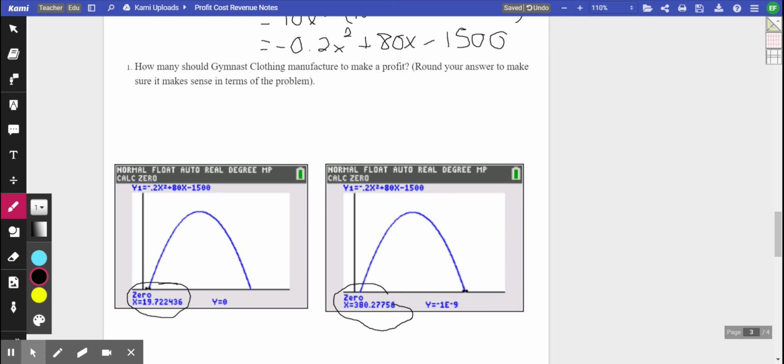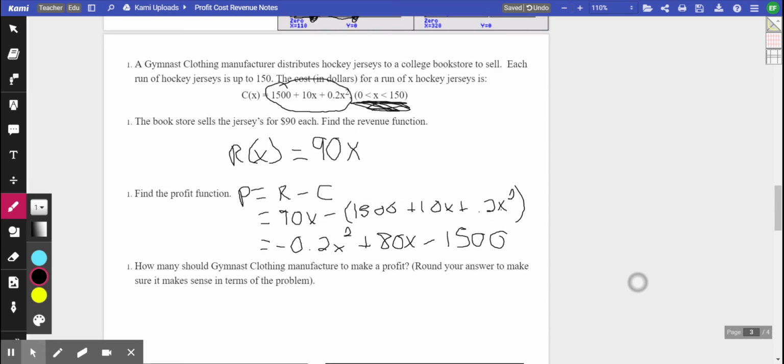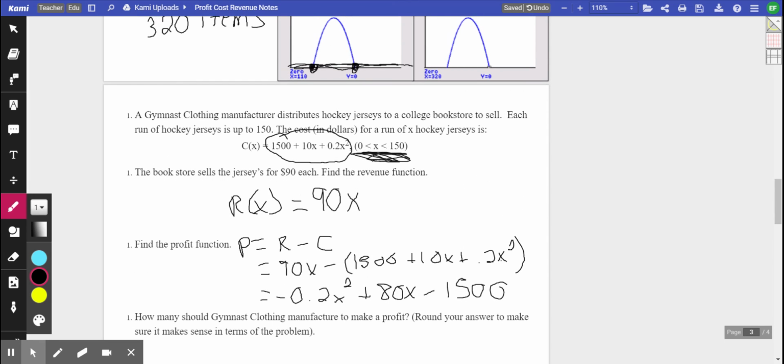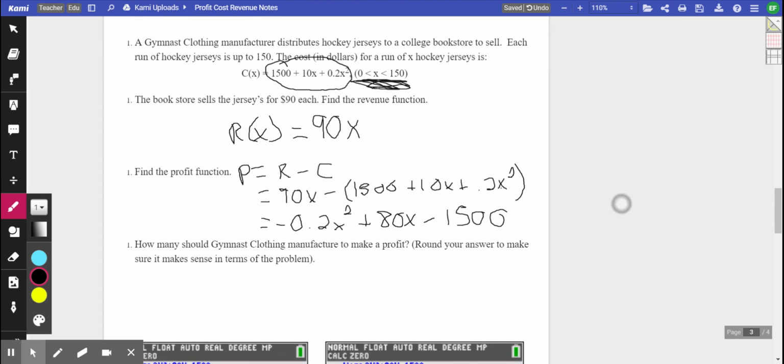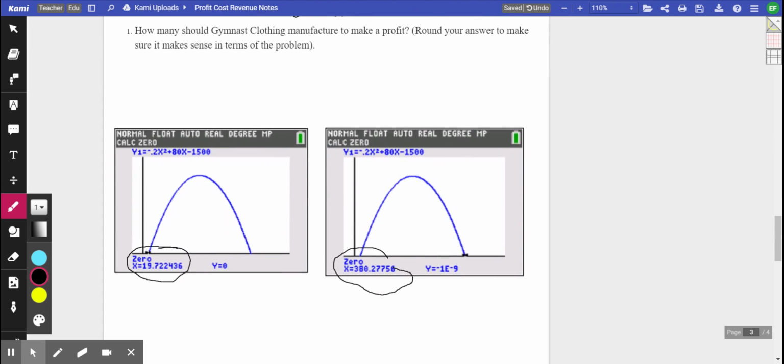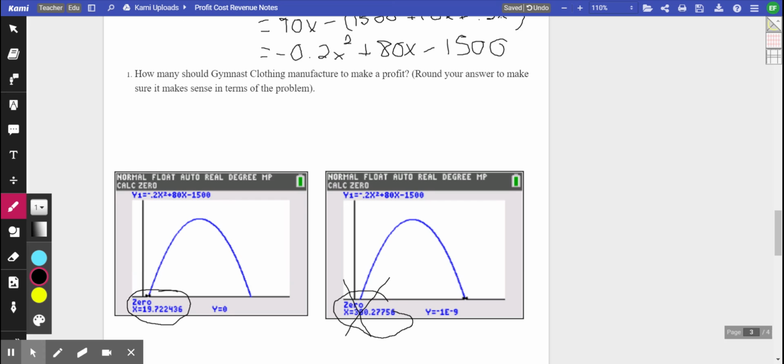But keep in the back of your mind as we're answering the questions here that we have a restriction on our domain. This clothing manufacturer, for whatever reason, can only make up to 150 jerseys. They literally can't do any more. So for this answer here of 380, it's outside of our domain of possibilities, so we have to cross it out. The only viable answer for us is this 19.72, which I can round to about 20 jerseys.